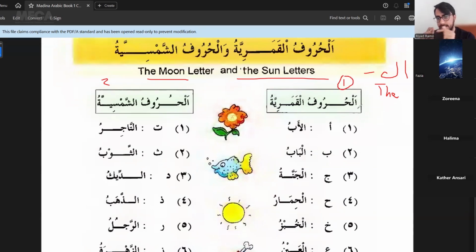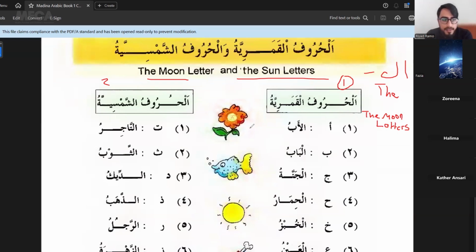Al-huruf al-qamariyya. That is the moon letters. I'm writing it. The moon letters, al-huruf al-qamariyya. Now, what are the moon letters? What do we do? When we pronounce a word with alif lam, 'the', we have to pronounce the alif lam clearly.